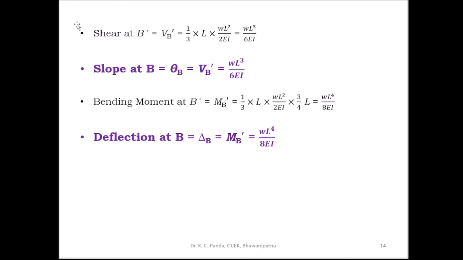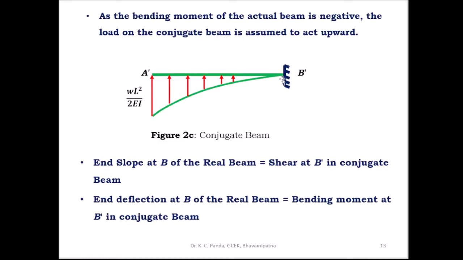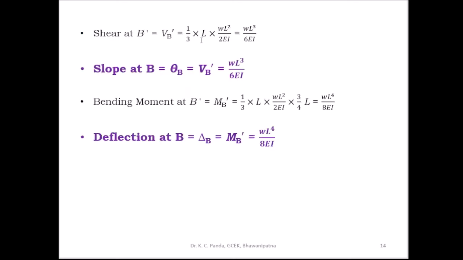So first, to find out the shear at B dash. Shear at B dash is equal to VB dash. You have to take the total area of the load. The bending moment diagram is parabolic, so that area is equal to 1/3 into L into WL square by 2EI. So the shear at B dash, VB dash, is equal to 1/3 into L into WL square by 2EI, which is equal to WL cube by 6EI. So this is the shear at B dash.